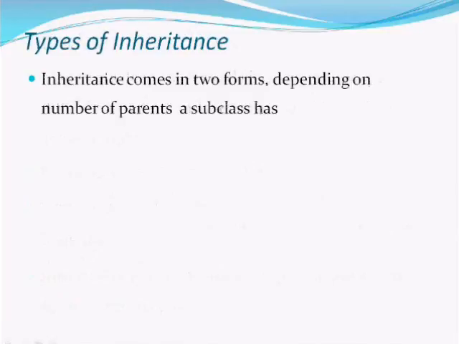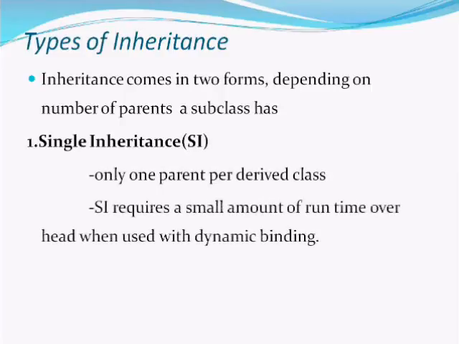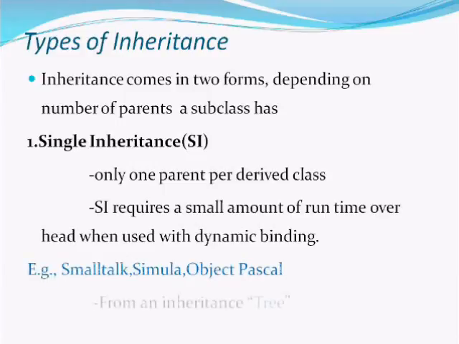Types of inheritance. Inheritance comes in two forms depending on the number of parents a subclass has. First point is single inheritance. Only one parent per derived class. SI requires a small amount of runtime overhead when used with dynamic binding. From an inheritance tree it can be shown.